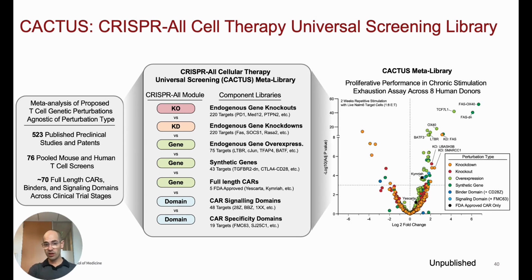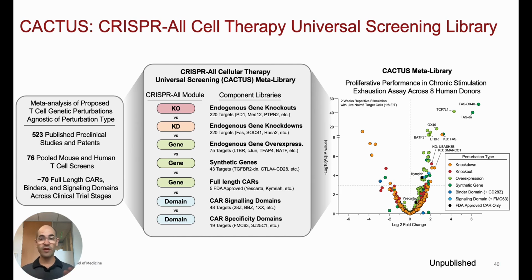And so in this case, this is being run in a chronic stimulation assay against live NALM6 leukemia target cells at a stress dose of 1 to 8 E to Ts, with the T cells expressing a CD19 28 zeta CAR unless they have a full-length CAR variation.